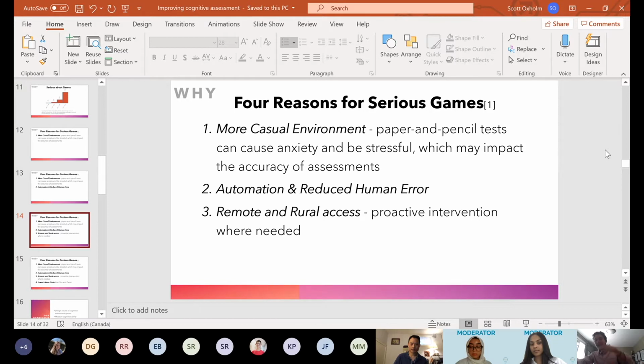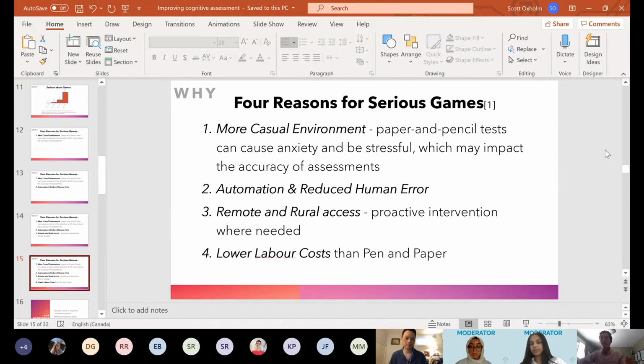So we can outsource these games, allow people to play it, look at the results, and proactively intervene where we start to see rapid decline or our attention is most needed. And finally, lower labor costs than pen and paper. And really what we're talking about here is when you have a pen and pencil test, you're looking at a 1-to-1 ratio between administrator and participant. When you have a serious game, you can have one person monitoring an entire lab.